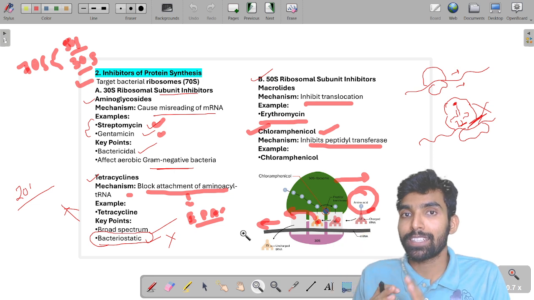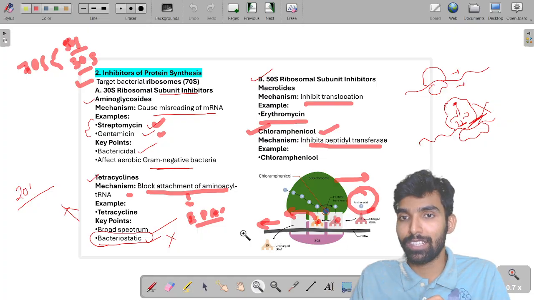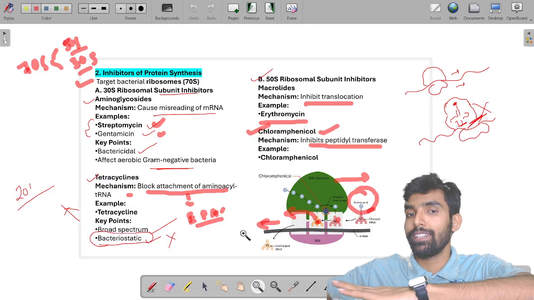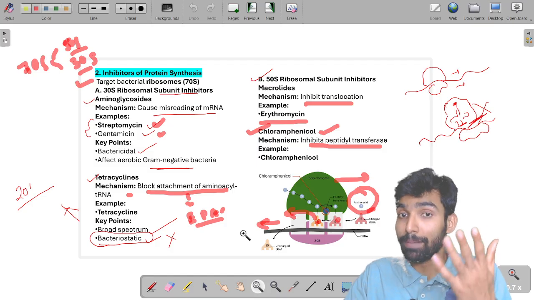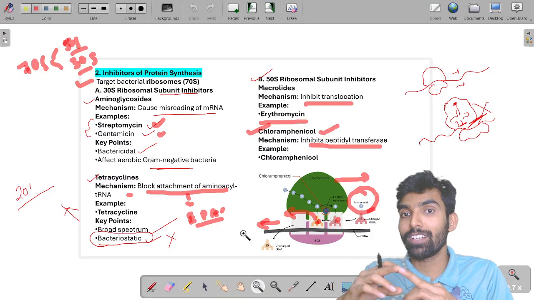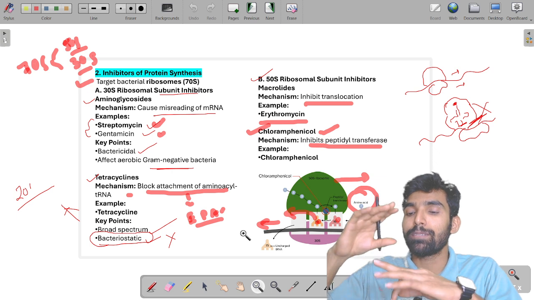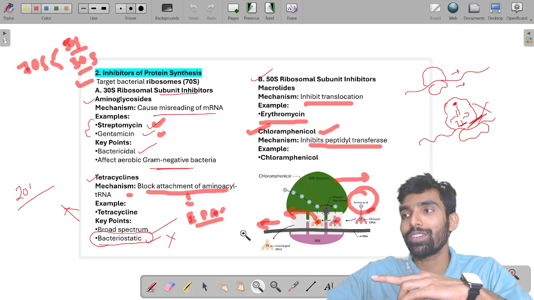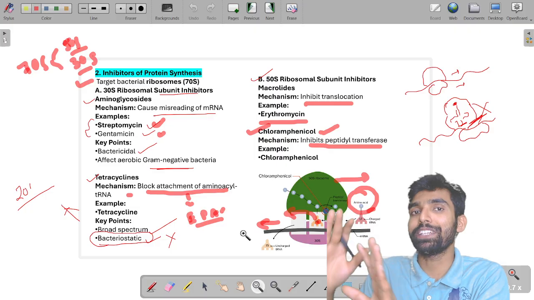Next one is the macrolides, which bind to the 50S ribosome, right? It inhibits the translocation. Translocation means the mRNA moves to this side, and the ribosome is just scanning along. It's simply a sliding movement you can think of. Chloramphenicol actually inhibits the transpeptidase activity. Okay, not transpeptidase, I'm extremely sorry. Peptidyl transferase activity. Peptidyl transfer means the peptide is transferred from the P site to the A site, right? Or the A is coming, P is going to E, so the peptide will be transferred. So this thing will be inhibited.